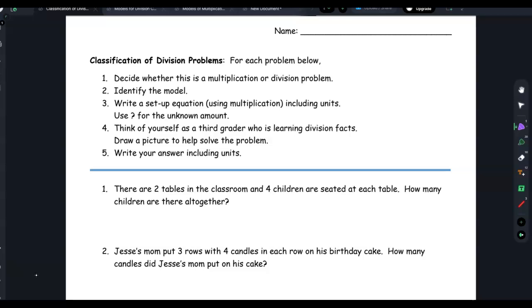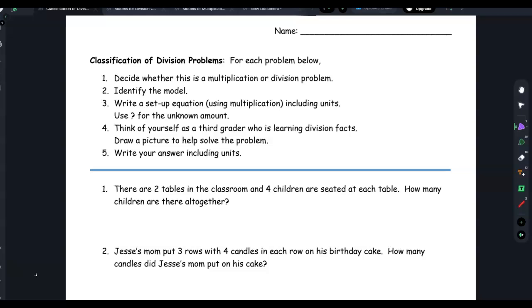If we look at number 1, it says there are 2 tables in the classroom and 4 children are seated at each table. How many children are there altogether? So if it's obvious to you that this is a multiplication problem, then you would go ahead and identify that. If it's not obvious, where I would start is with the setup equation.